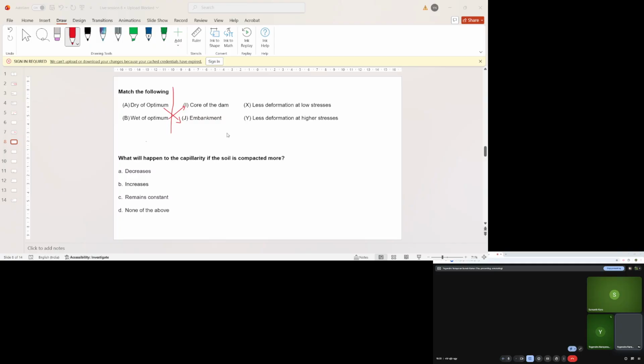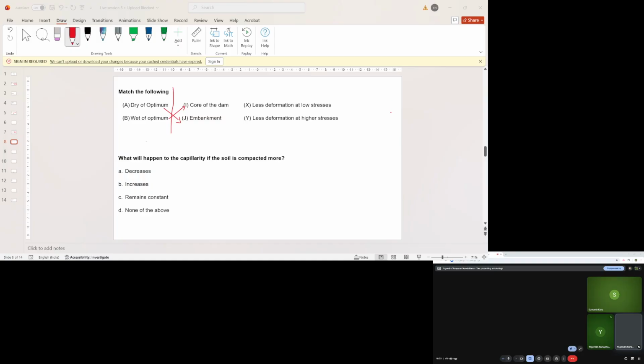Now coming to this part. When you plot stress versus voids ratio, usually this is how it varies. And when you go to higher stresses, it comes like this.